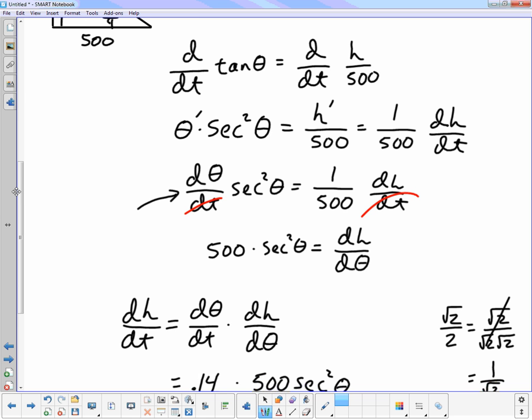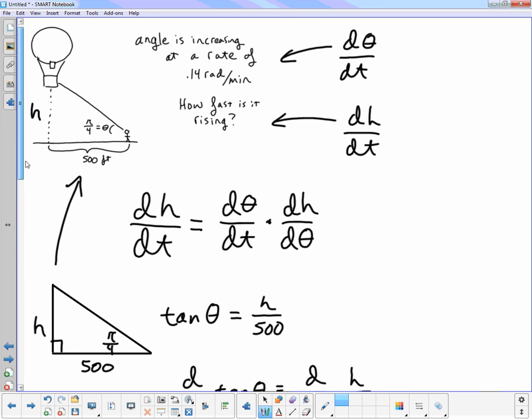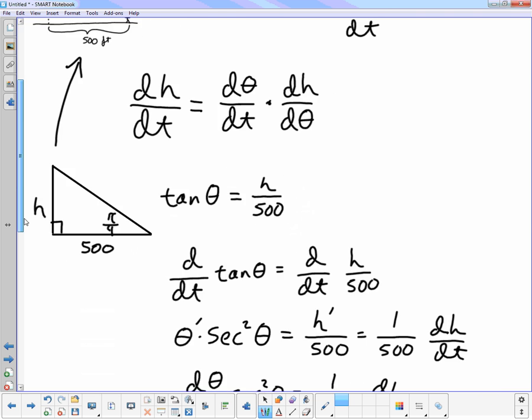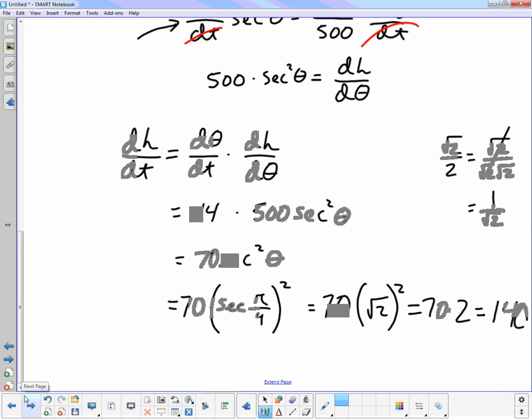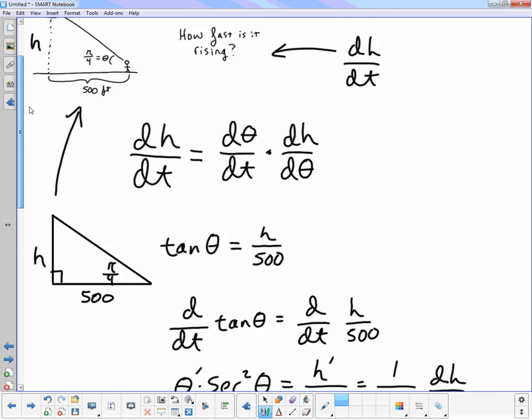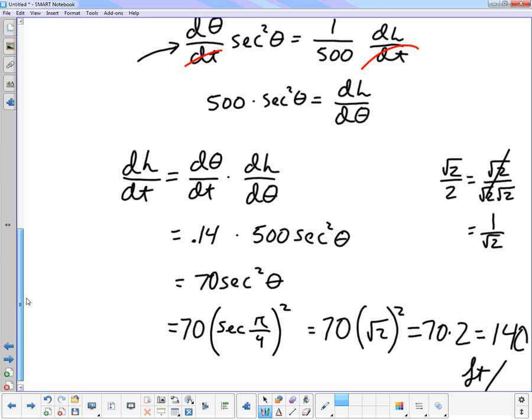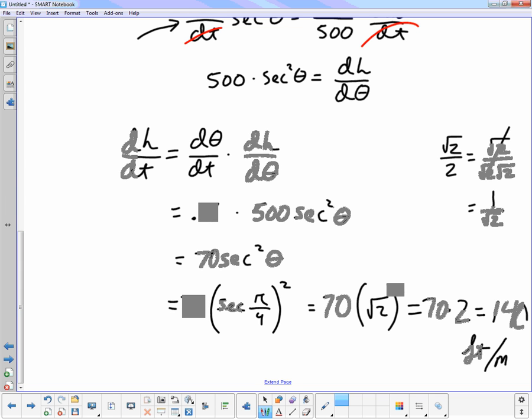Okay. Yeah, it's saying how fast is it rising? It's rising at 140 feet per second. I think it's per minute. Units. Yeah, per minute. Let's do another one.